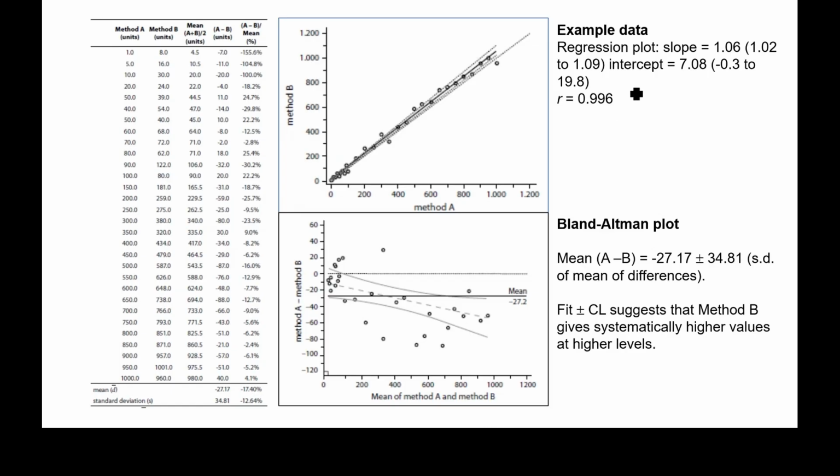The correlation curve does not tell you about linearity. It only tells you about correlation. So bear that in mind. The Bland-Altman plot, on the other hand, does suggest we plot the differences versus the means over the entire dynamic range, and then best fit this. We see that there's a line here which is probably suggesting that method B gives systematically higher values at higher levels.